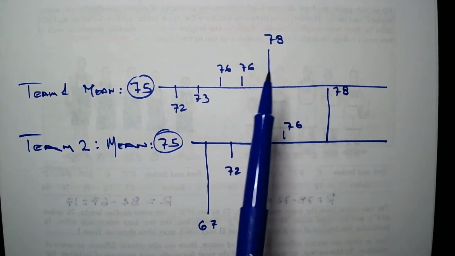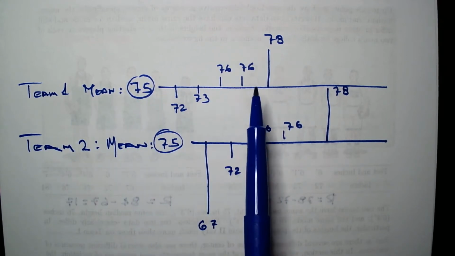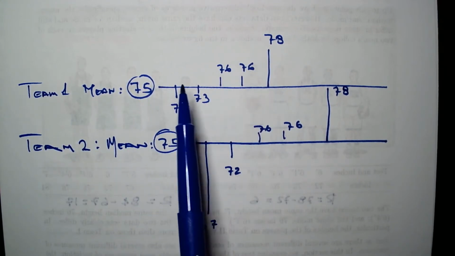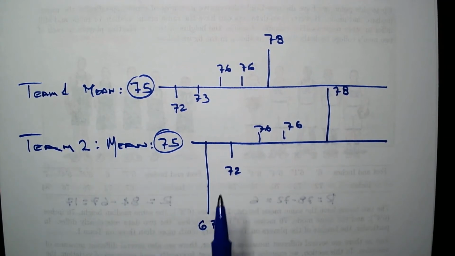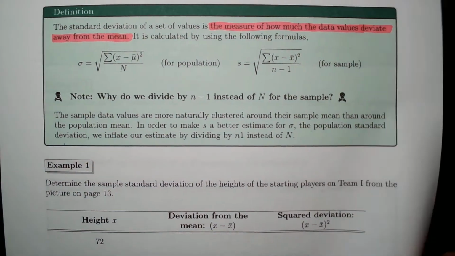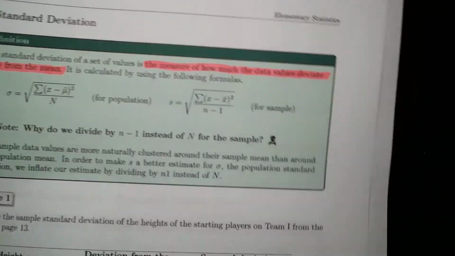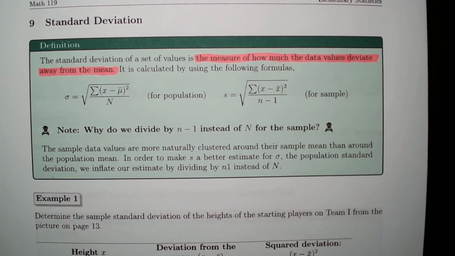So if we look at the data set for team 1, their heights will have a smaller standard deviation than the second team. Look at the dispersion. The second team is going to have definitely a larger standard deviation. All right, so let's discuss more details about what the standard deviation is. In this case, let's make a distinction.